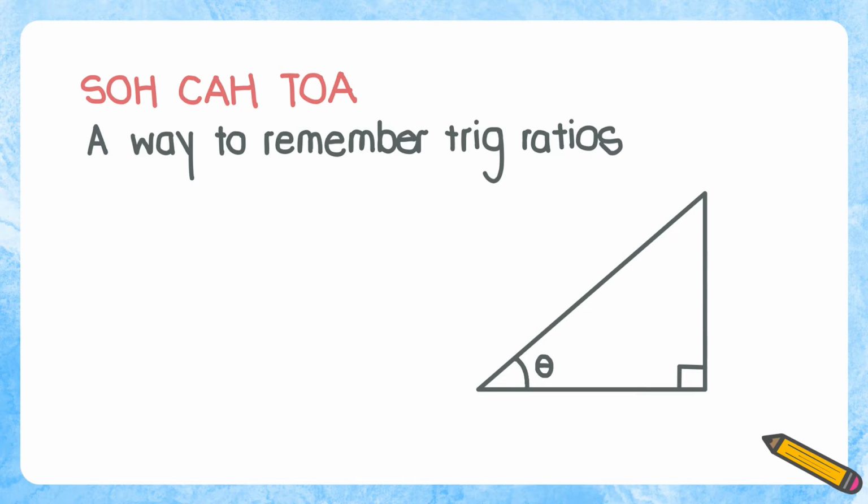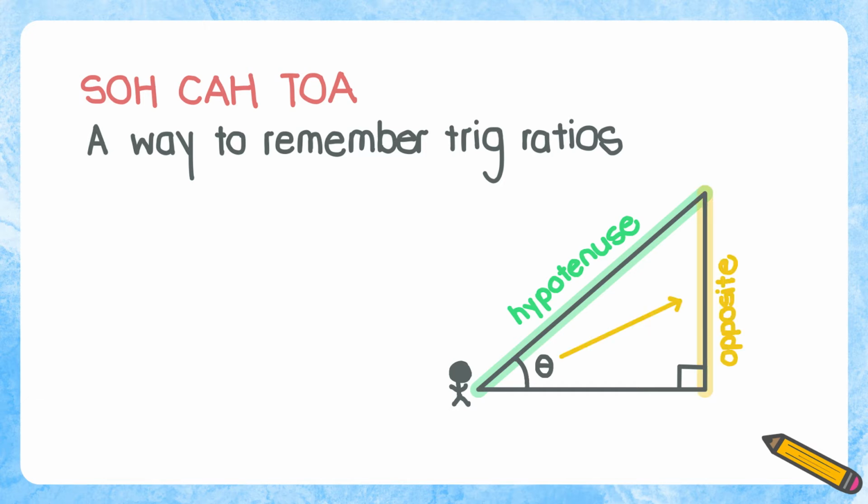So let's say I have this right angle with angle theta. So I'm going to place my person at this angle right here. I will be standing at angle theta. We have the hypotenuse, which is across from the right angle. The opposite side, which is across from where we're standing. And the adjacent side, the side right next to us.